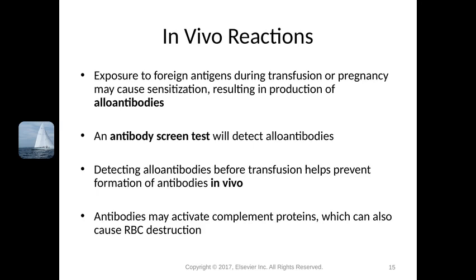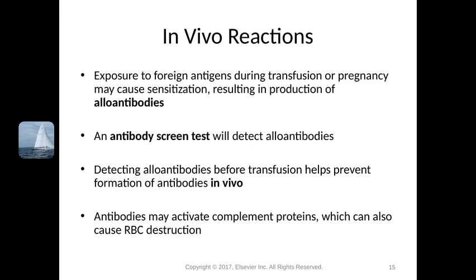So we do an antibody screen test, also known as an indirect antiglobulin test. This will detect alloantibodies. So we will always do this as part of a type and screen before we transfuse a patient, to make sure that we catch any in vivo formation of antibodies from a transfusion or prevent that from happening.